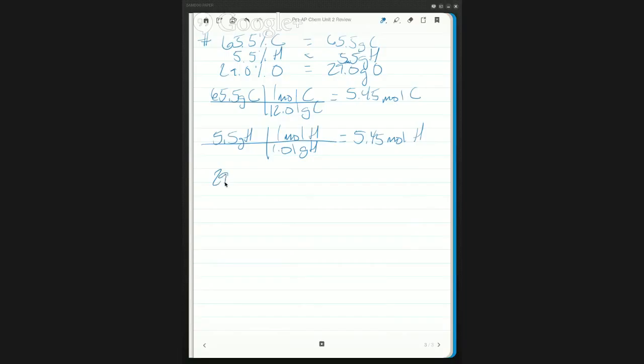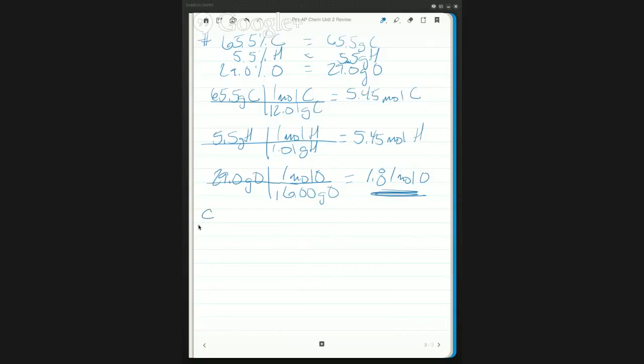Our last one is 29.0 grams of oxygen. 12.01 grams. Oh, good Lord. That's not the mass of oxygen. Let's try that again. 16.00 grams of oxygen and 1 mole of oxygen on top. 29.0 divided by 16.00, and as an answer, I get 1.81 moles of oxygen. And if you remember what I said, you have to divide all the numbers by the smallest number.